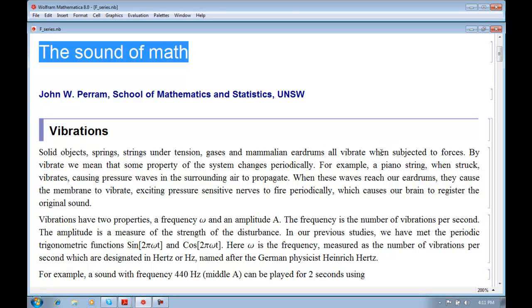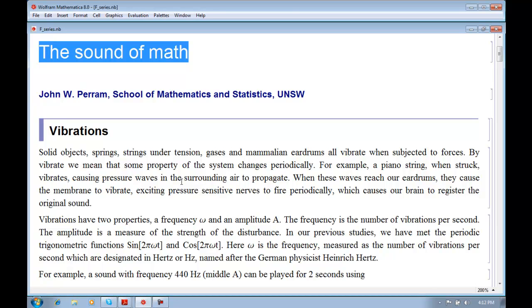to forces. By vibrate we mean that some property of the system changes periodically. For example, a piano string when struck vibrates, causing pressure waves in the surrounding air to propagate. When these waves reach our eardrums, they cause the membrane to vibrate, exciting pressure-sensitive nerves to fire periodically, which causes our brain to register the original sound.